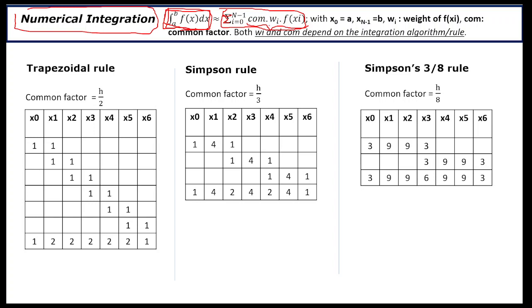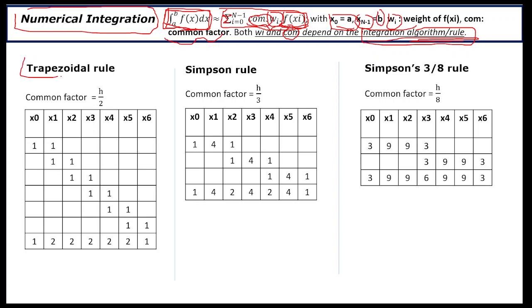And we'll have the start point of x from A, and the end point of the x value is B. The weight Wi corresponding to each value of the function at each discrete point along the x-axis depends on the integration rule or algorithm that we choose. They will have different kinds of values, and then there will be a common factor. This common factor also depends on the algorithm or rule. They will have different kinds of values.